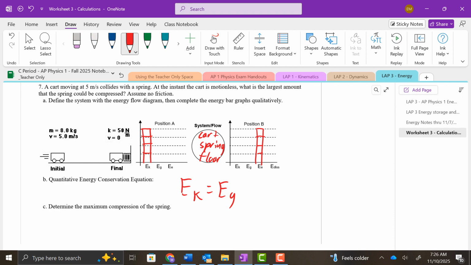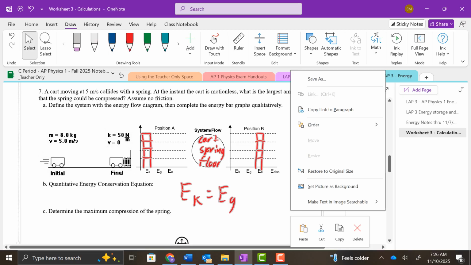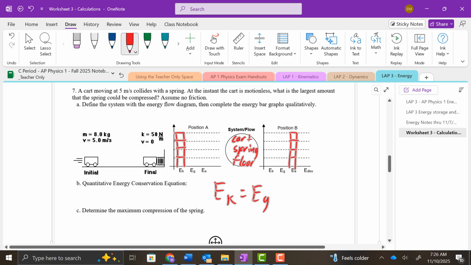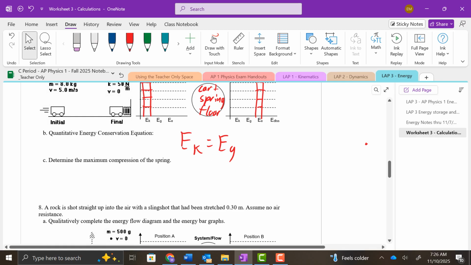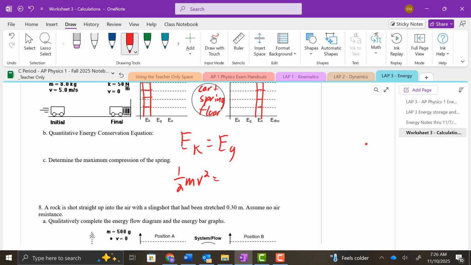For position B, we have no movement. It's stuck on the spring, so there's EE. And there's nothing about friction, or they actually say no friction, so that is no E-dis, essentially. E-dis would be friction. To solve for this, you can always say 1/2 mv squared is equal to, oh, I put EG here, this is EE. It's equal to 1/2 kx squared.